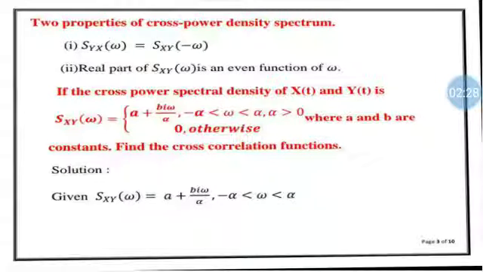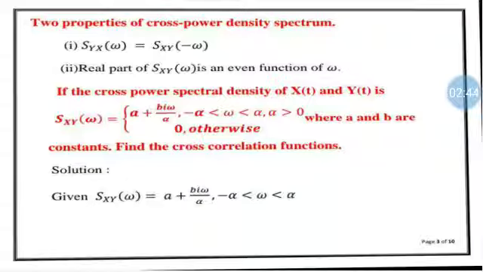Two properties of cross power spectral density. First one, Sxy of omega equal to Syx of minus omega. Second one, the real part of Sxy of omega is an even function of omega.